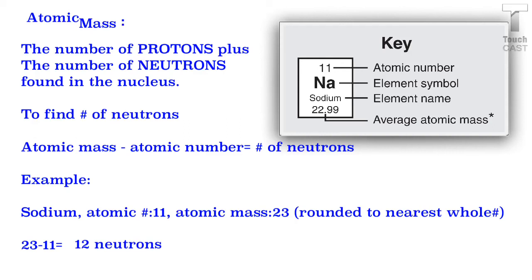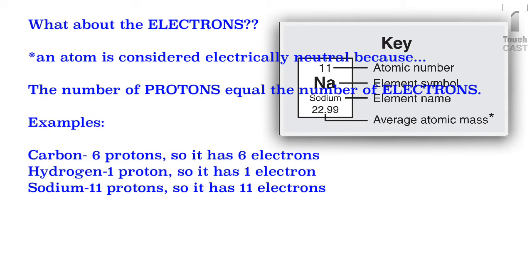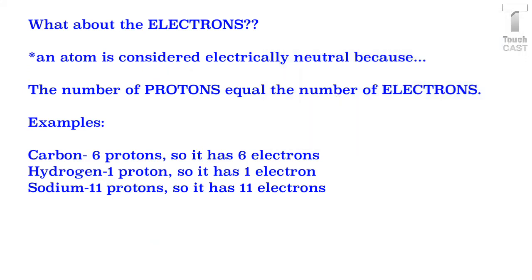All right, well, what about the electrons? Where do they fit into all of this? An atom is considered electrically neutral because of the electrons. Protons and electrons are always the same number. So carbon has 6 protons and it has 6 electrons. Hydrogen, 1 proton and 1 electron. Sodium, 11 protons and 11 electrons.